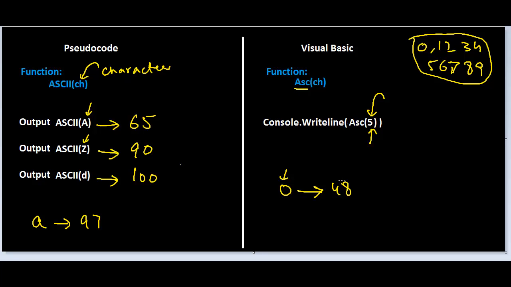Let me try that again. So 0 would be 48, 1 would be 49, 2 would be 50, 3 would be 51, 4 would be 52, and 5 would be 53. So in this case what's going to be output on the screen is 53. So 53 is the character code for digit 5.